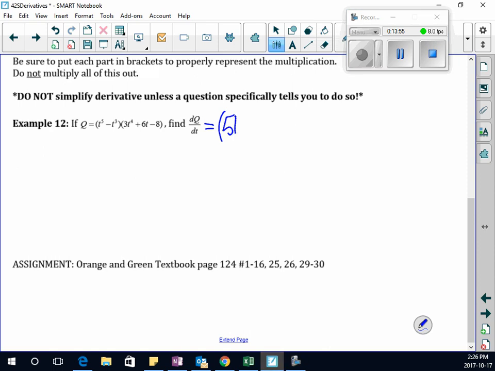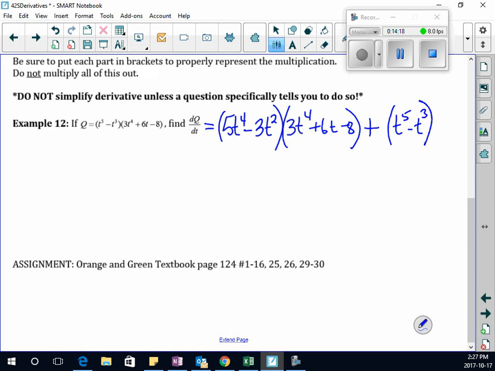I hear 5t to the power 4 minus 3t squared, close the bracket, leave the second function alone. 3t to the power 4 plus 6t minus 8 plus, leave the first one alone. t to the power 5 minus t to the power 3. What's the derivative of 3t to the power 4? 12t cubed plus 6. And then minus 8 is 0, right? So we would just leave it like that.